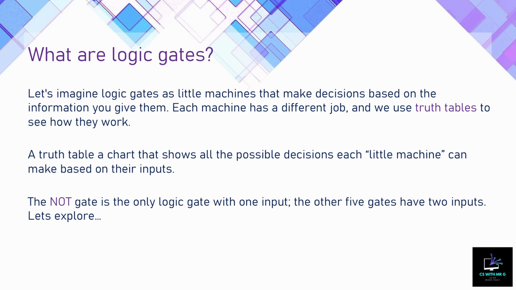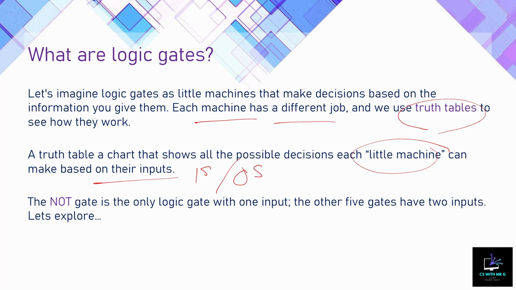So in terms of the different logic gates that we will look at, they all do different things. You can imagine them as little machines that make decisions based on the information that they receive, and each machine has a different job, and the truth table that goes with each logic gate will determine what that job is. The truth table chart will show all the possible decisions that each of these little machines can make based on the inputs, which will be ones and zeros. Something that will become very familiar is that all the gates have 2 inputs, except for one, which is the NOT gate. A NOT gate only has 1 input, which I'm sure you'll get the hang of as soon as we go over a few examples. So 5 of the gates have 2 inputs and the NOT gate only has 1.